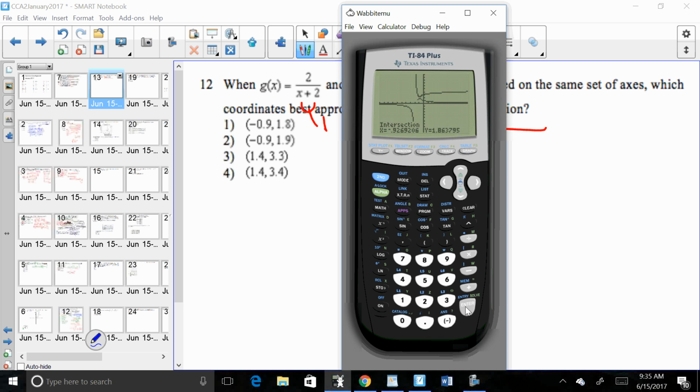If you cannot round, you lose 2 points on this. That's kind of mean, New York State, taking off 2 points from an 11th grader for understanding the concept, but not being able to round. But I can round. So it is negative 0.9 and 1.9.